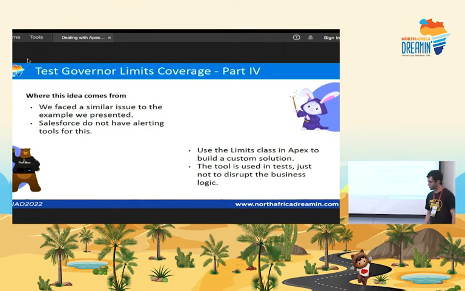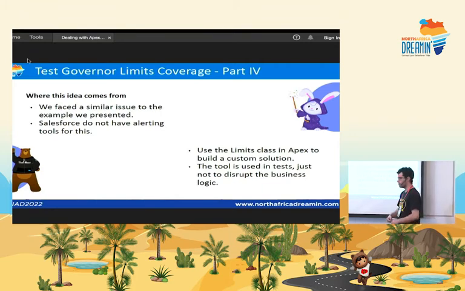Okay, so just to finish, I want to share where this idea comes from. As you may imagine, we have faced a very similar issue to the example that we presented at Ivory, because we have very big teams working all together, and at the end, it's very difficult to measure if we don't have an alerting system for that. We also thought, if we have the limits class in Apex, we can actually use that and create some alerting system that currently Salesforce doesn't provide us with.